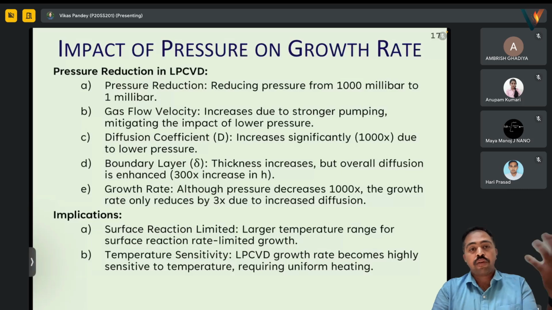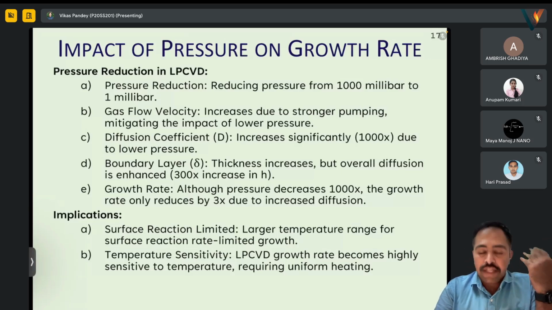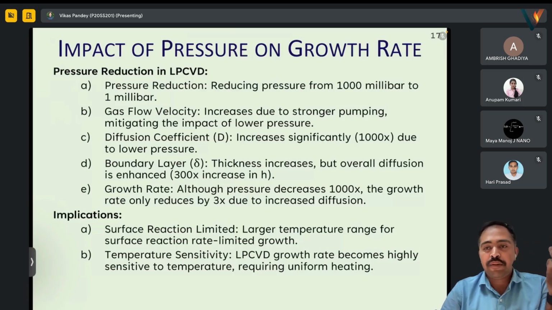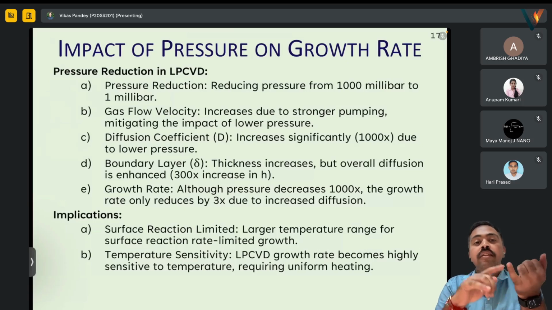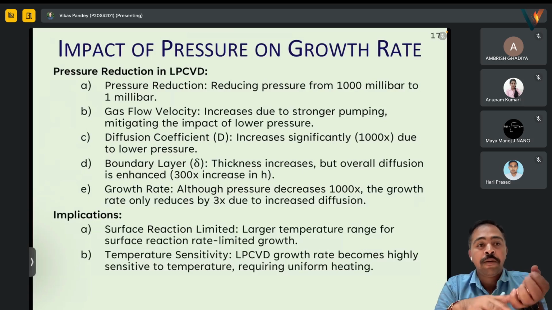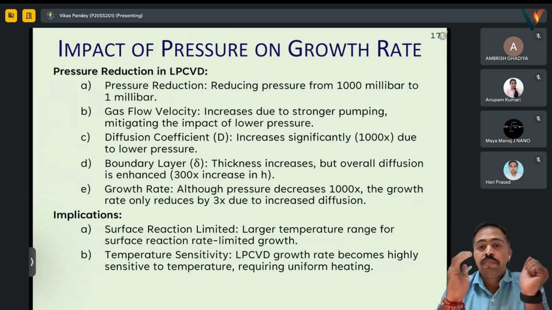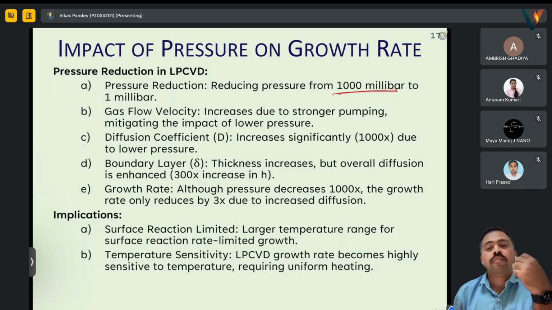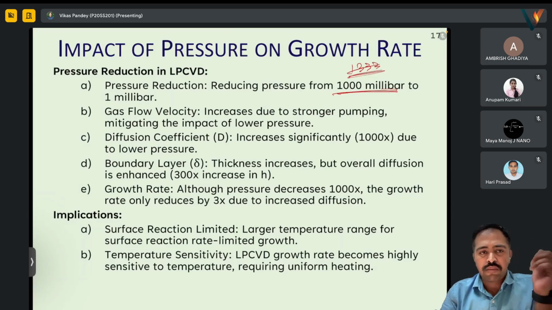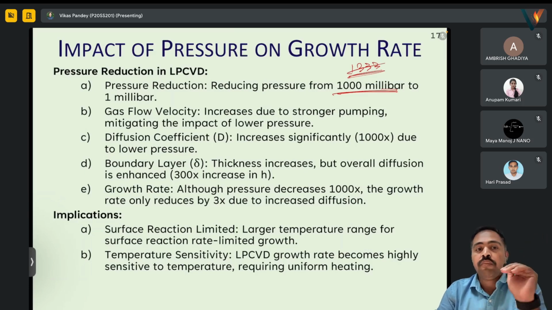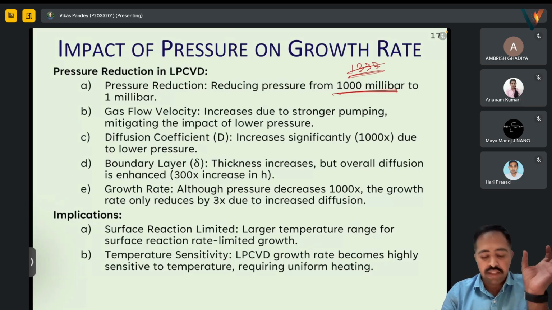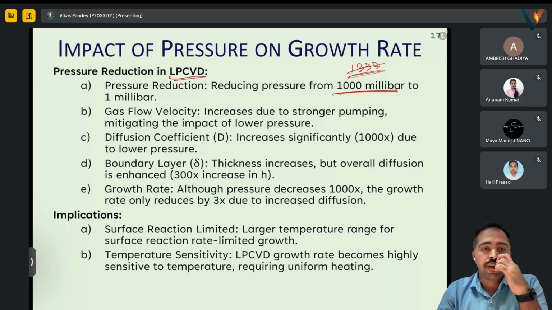Next, we have talked about the gas flow as well as temperature. Then there can be another effect, that is pressure, because we talked about LPCVD and APCVD. In both, we are talking about pressure, low pressure and atmospheric pressure, right? So, what is the impact of this pressure on the growth rate? Reducing pressure from 1000 millibar, that is generally the atmospheric pressure, to 1 millibar, that takes place in case of LPCVD, low pressure CVD.